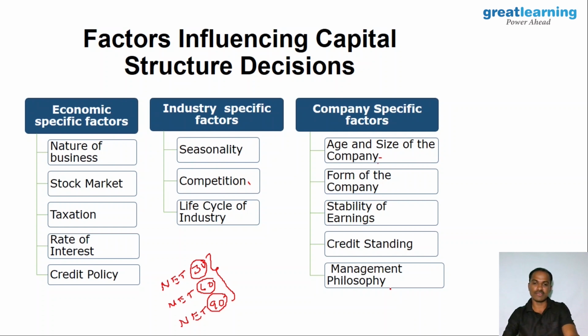Again, the management's philosophy: if the management is not interested in sharing the ownership and control of the business, they'll go to debt funds. If the management's approach is open and they like ideas from all over, they want to give control and give a stake to the investors, they'll go to equity. So these are the aspects which generally influence the capital structure decisions.